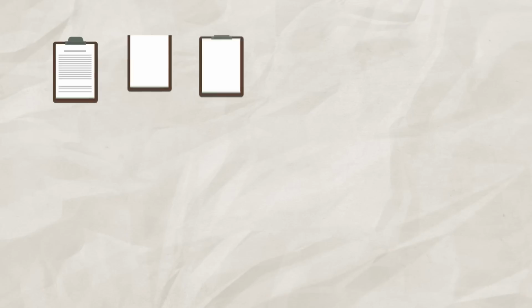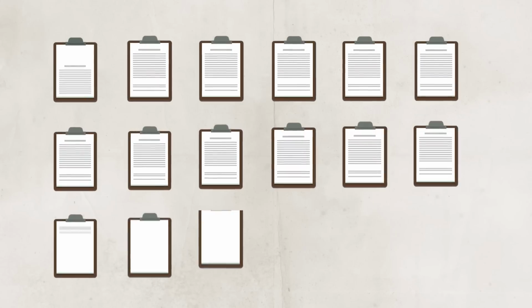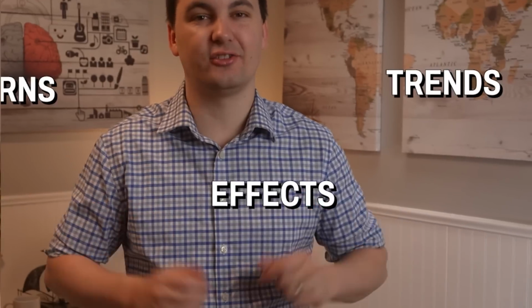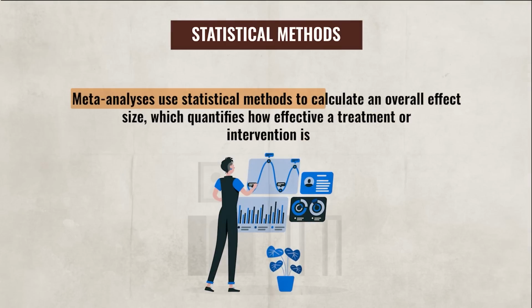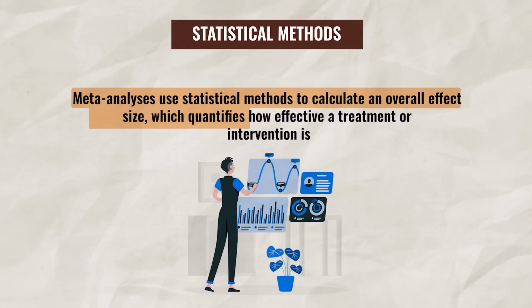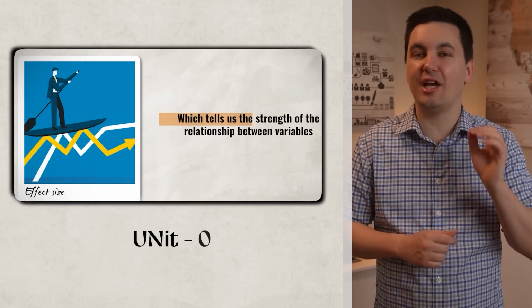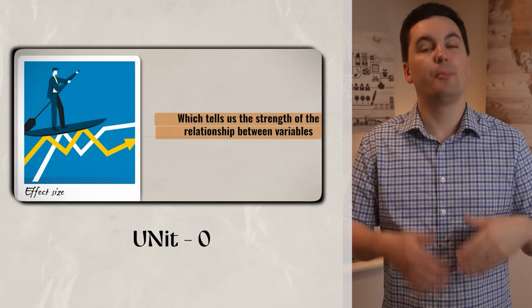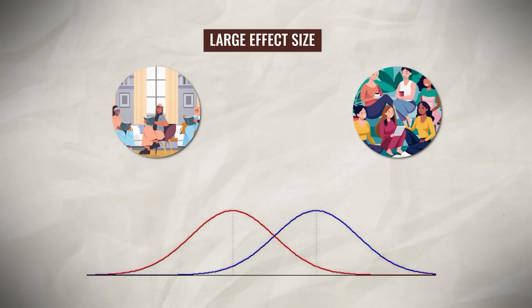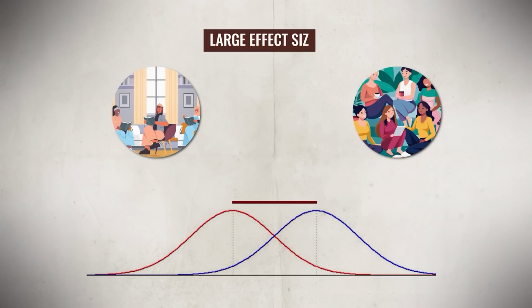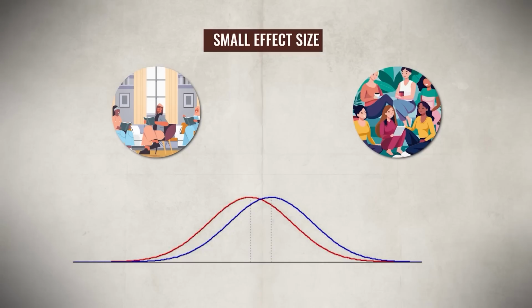Remember, meta-analysis is a research method that combines and analyzes the results of multiple independent studies on the same topic. The goal is to identify overall trends, patterns, or effects. Meta-analysis uses statistical methods to calculate an overall effect size, which quantifies how effective a treatment or intervention is. Remember back to Unit 0, effect size shows us the strength of a relationship between variables. A large effect size means there is a substantial difference between the groups, while a small effect size indicates a more minor difference. The larger the effect size, the more meaningful the results are in the real world.